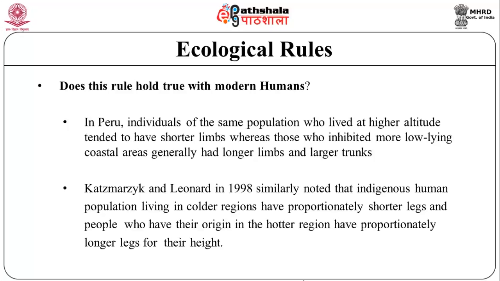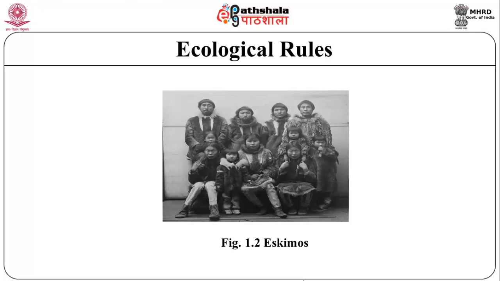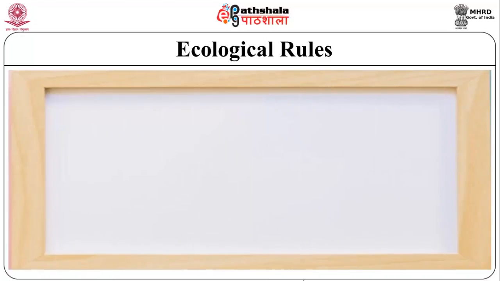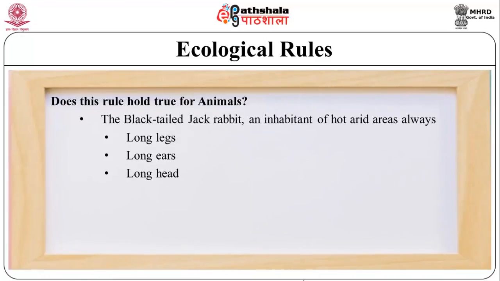Another scholar similarly noted that the indigenous human population living in colder regions have proportionally shorter legs, and people who have their origin in the hotter region have proportionally longer legs for their height. Now, you can also see the picture shown with the Eskimos. Now, how does this rule hold for animals?